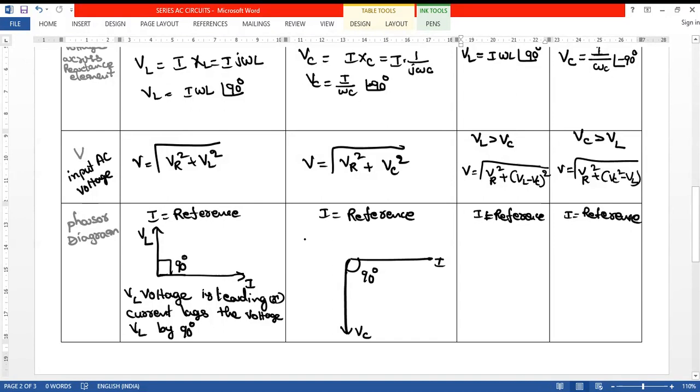Here current is the leading one, 90 degrees leading.